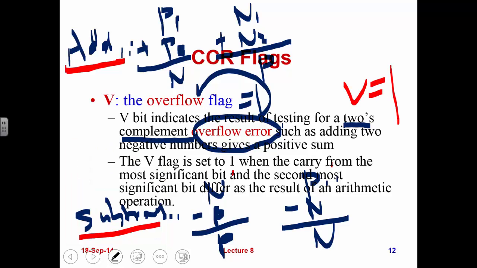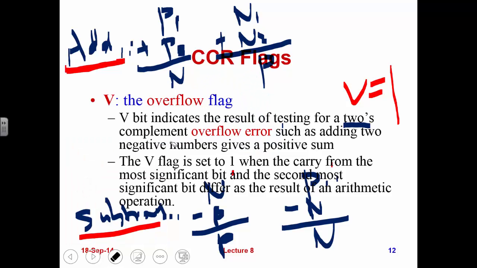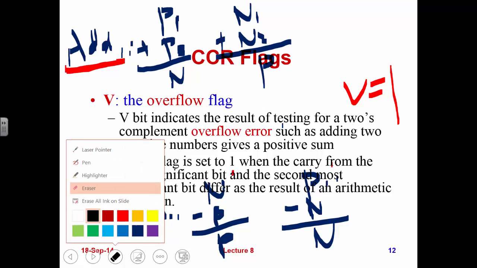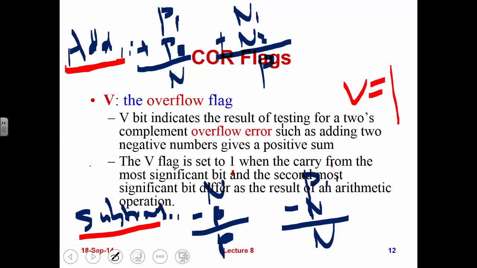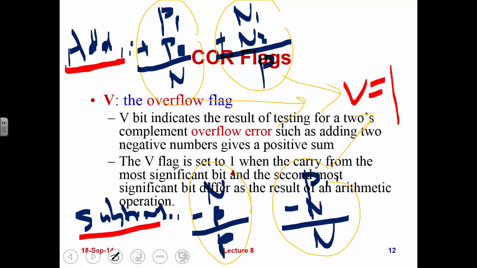So let me clean this out so we can see better. So let me show the cases here. This case, this case, this case, this case, all can cause V to 1. Any of them can cause V to 1. All other cases, V is 0.